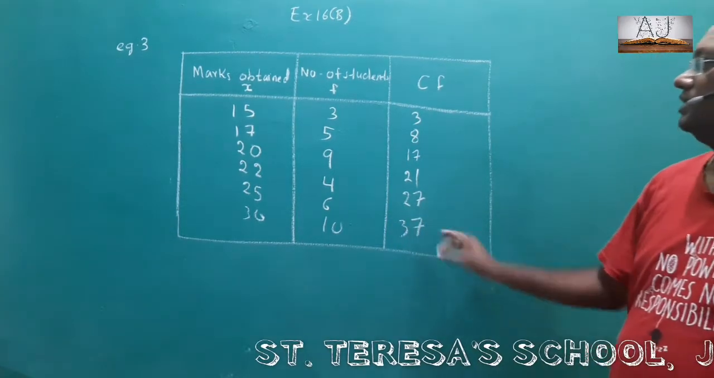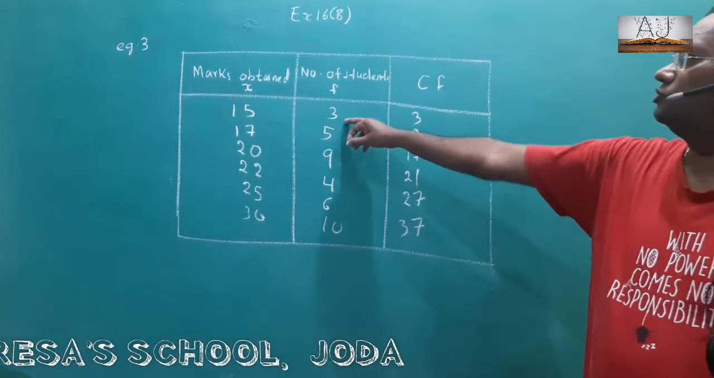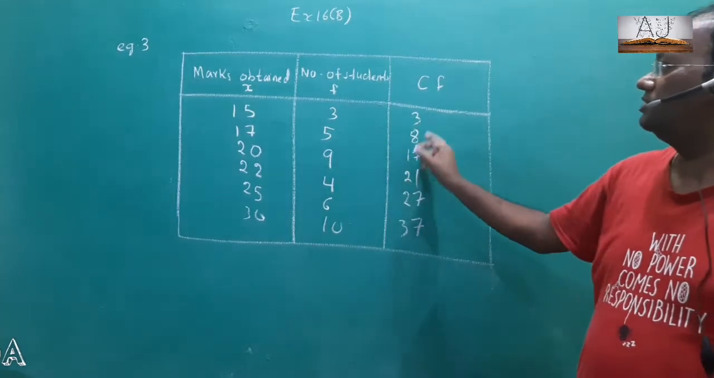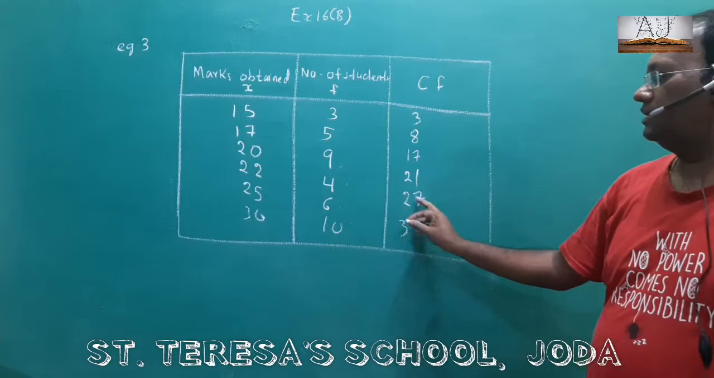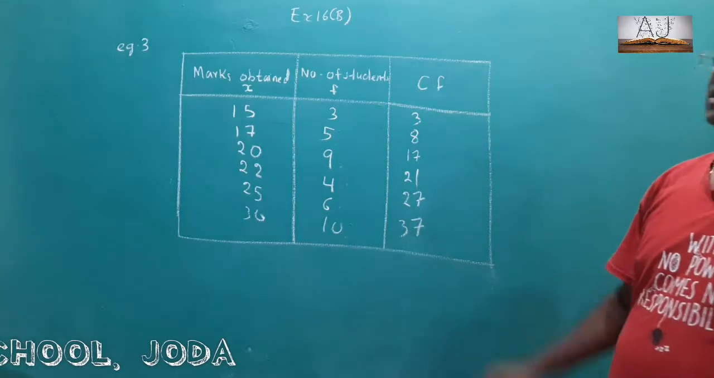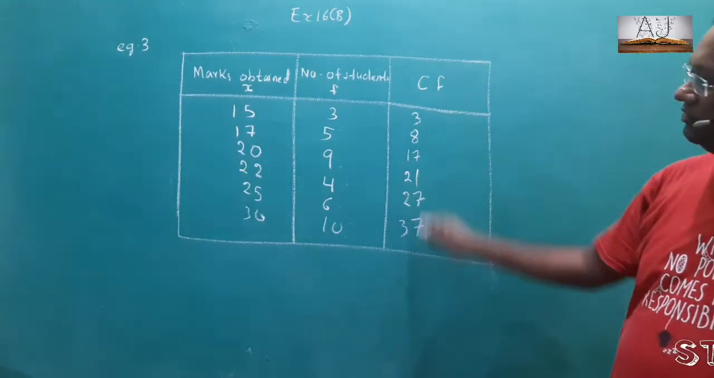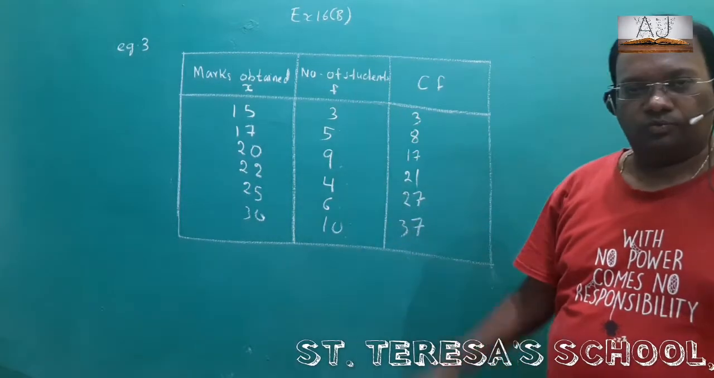So this is how we find the CF. Very simple. The first one will be as it is, 3, then keep on adding. 3 plus 5, 8, 8 plus 9, 17, 17 plus 4, 21, 21 plus 6, 27, and 27 plus 10, 37. So this CF gives less than or equal to.